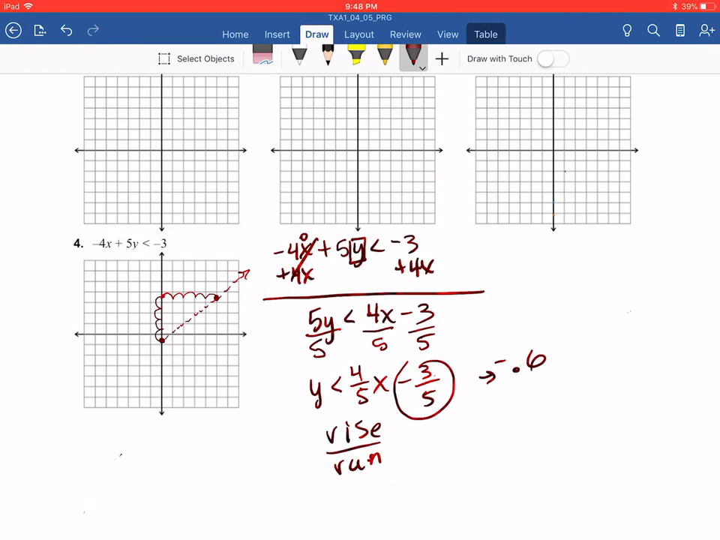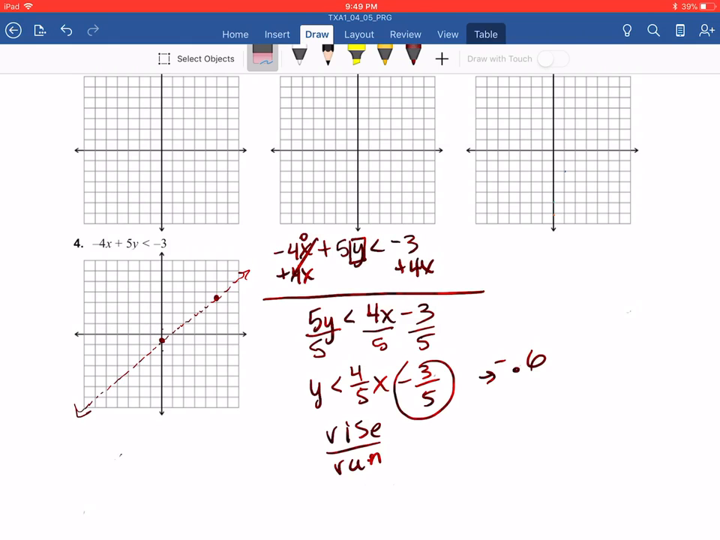Now my line is going to be dotted. Just for the sake of argument, I'm just going to dot it out both ways. If I were to actually graph it correctly, I would go ahead and go down 1, 2, 3, 4, and then go left 5. But for the sake of the time of the video, I'm just going to graph it.